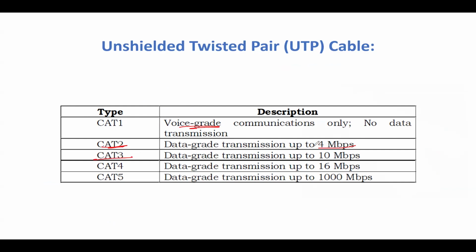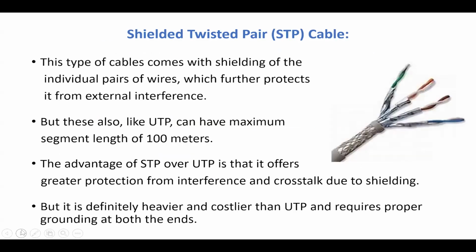Category 3, again data grade, 10 megabits per second. Category 4 is data grade transmission up to 16. And then category 5 up to 1000 Mbps. Of course, how expensive they are totally depends on what grade they are, and also the number of bits we are able to send through that. So these are the different types when it comes to the UTP cable.